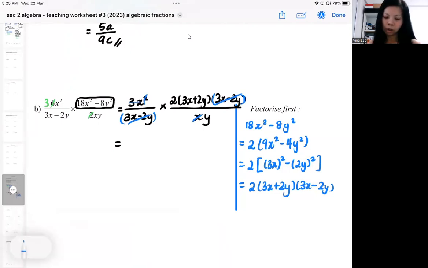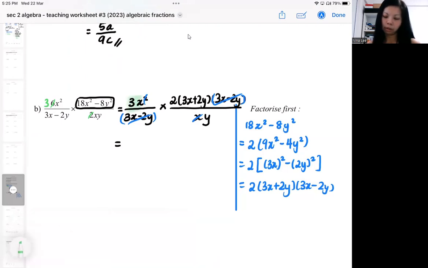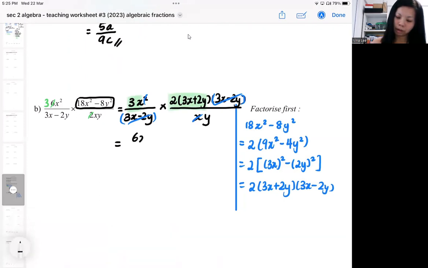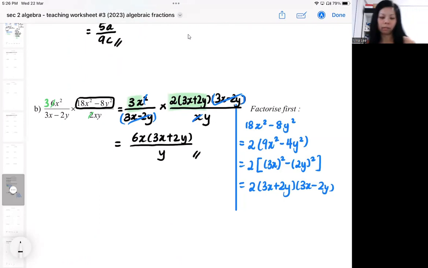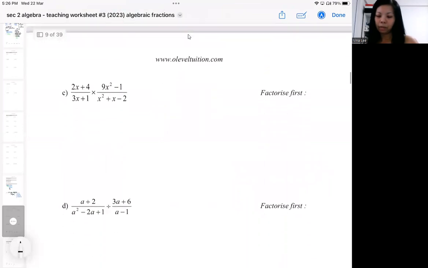So look at the top times top. You will get 6x. The bottom, you're left with a y. And that's your answer. It's the very same thing as simplification. You just have to factorize correctly.